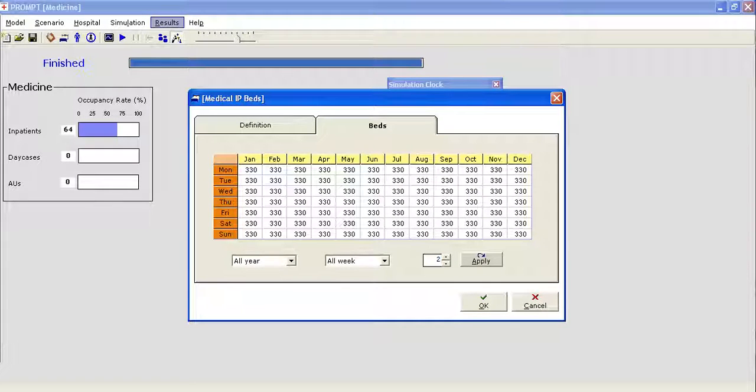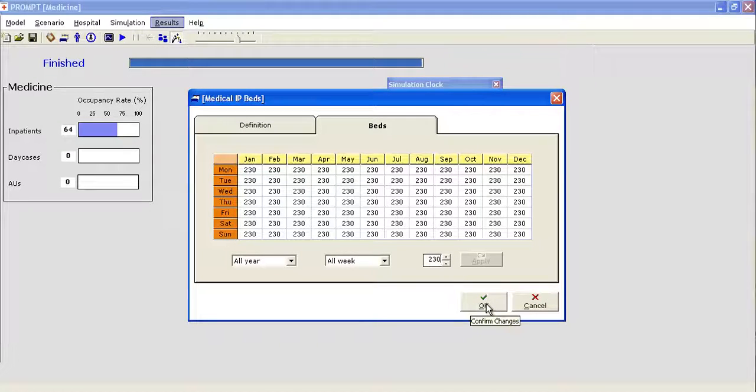So I'm going to go back to my medical beds pool. I'm going to change the number of beds to 230. And notice I could change it any way I want in a scenario sense. I could have fewer beds or more beds at different times of the year, by month or by day of the week. Sometimes wards are shut down at weekends. I can do any of those configurations, but I'm going to have 230 beds open every day of the year.